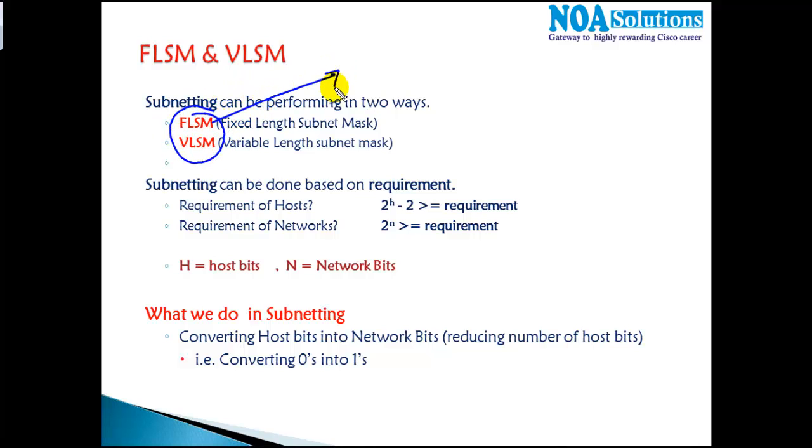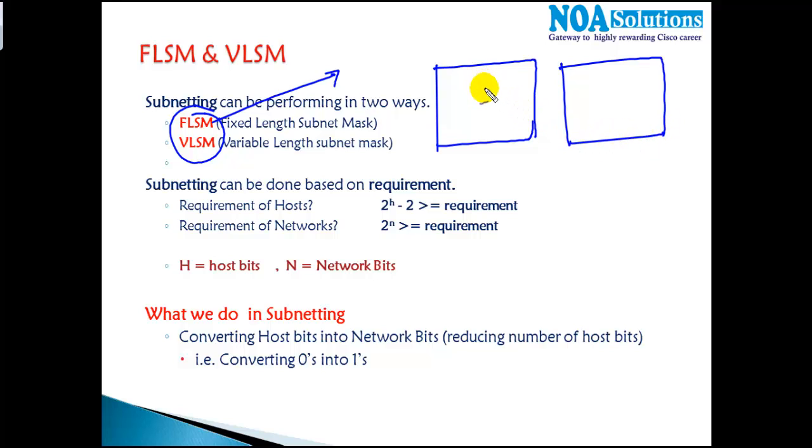The next thing we need to understand is the different methods we use for subnetting. There are two different methods: FLSM, fixed length subnet mask, and VLSM, variable length subnet mask. The difference between these two I can represent in diagrams. If you divide the network into equal parts, we call this FLSM, where each and every network is of equal size, just like the classrooms of any school or college, which are almost all of equal size.